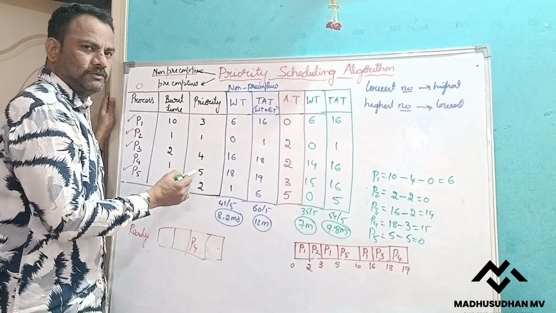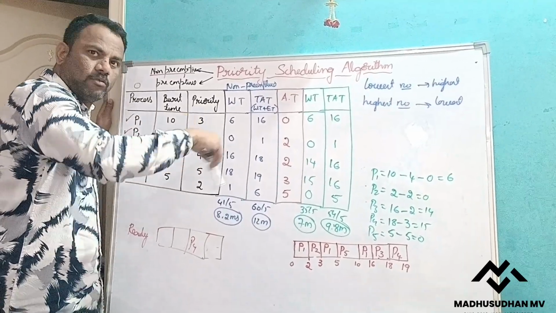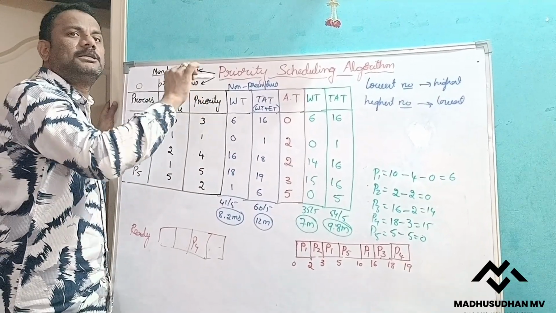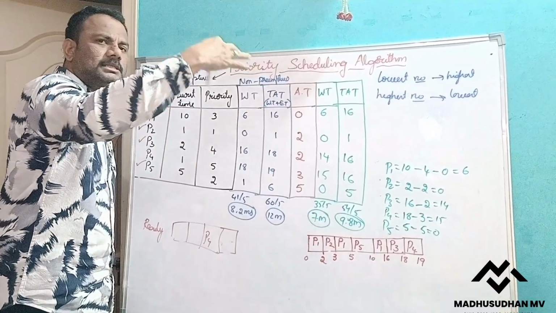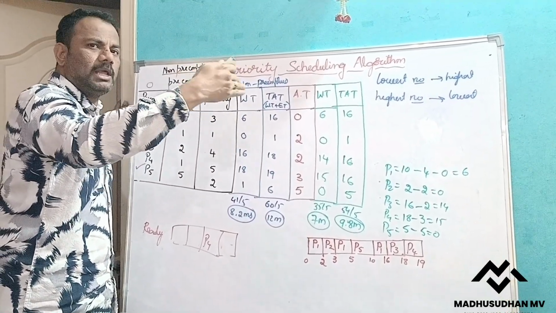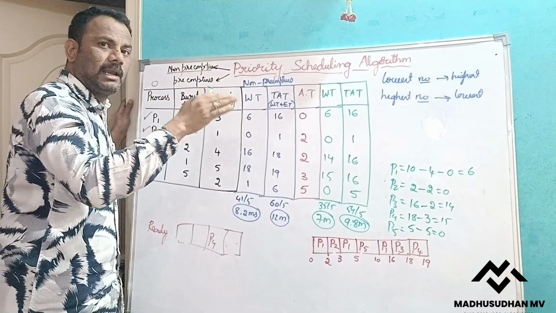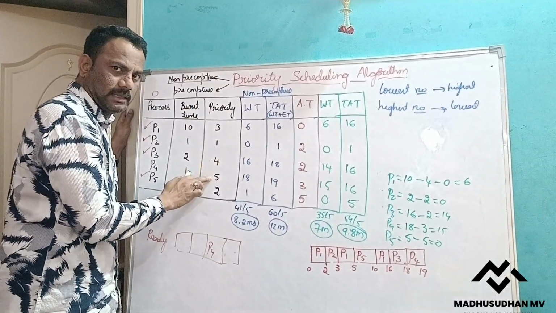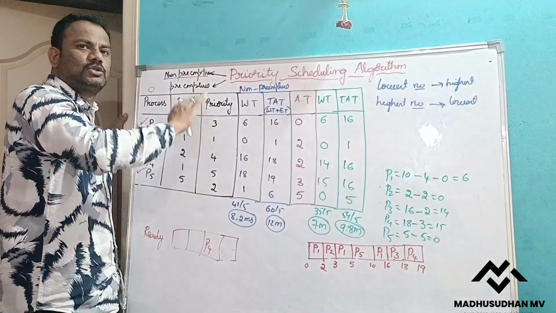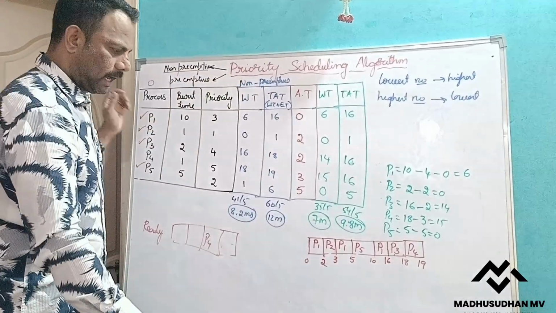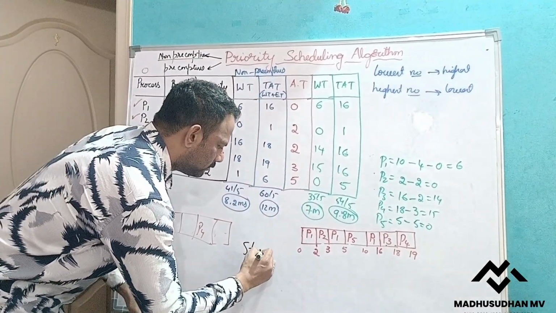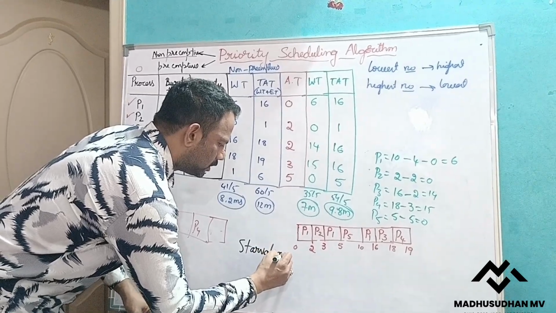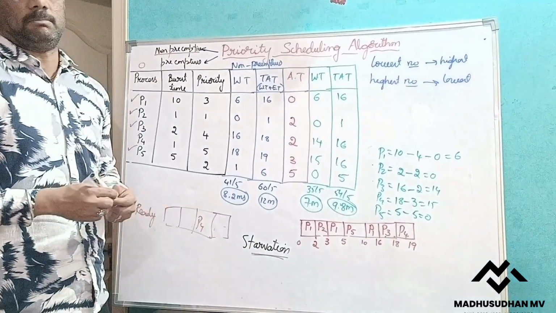Suppose, for example, a process is waiting. After completing this, one more process comes that has the highest priority, and it keeps waiting. If new processes keep arriving with higher priority than this one, the process has to keep waiting for a long time, and that concept we call starvation. That means it has to starve for the CPU.